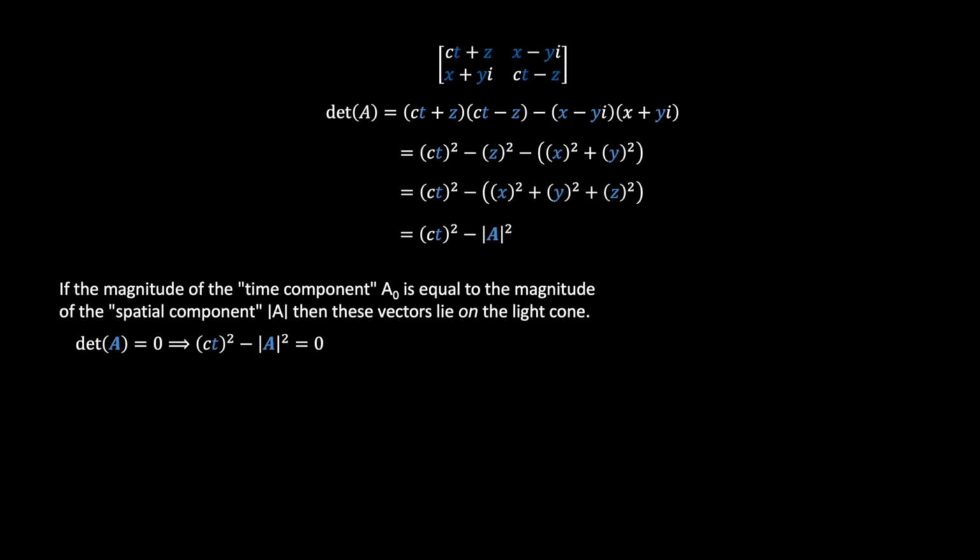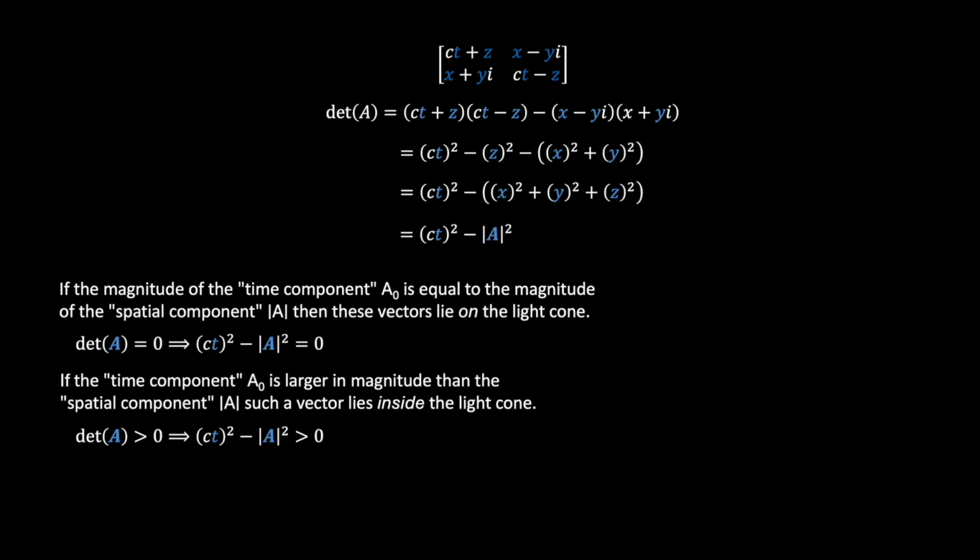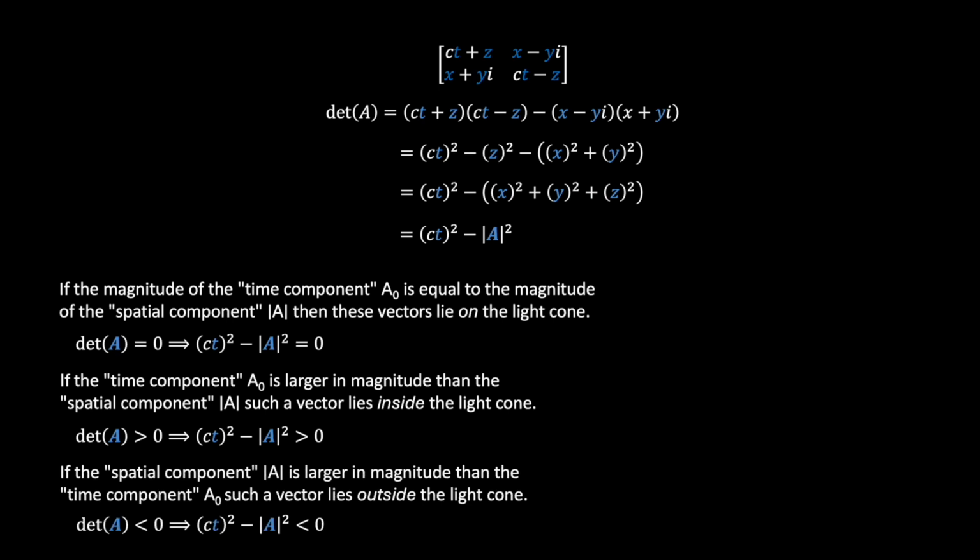Similarly, we can see that if the determinant is greater than 0, the time component of our vector is larger in magnitude than the spatial component, and such a vector lies inside the light cone, and this vector is said to be time-like. And last but not least, a space-like vector is one in which the determinant of our Weyl vector is less than 0.